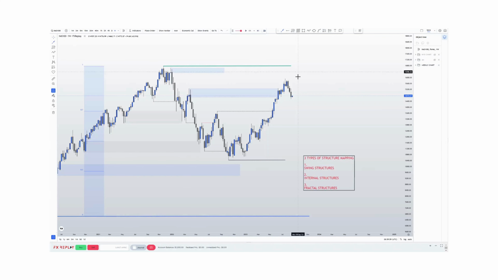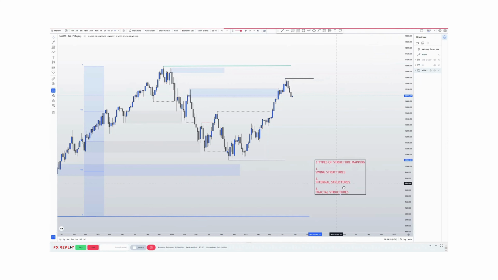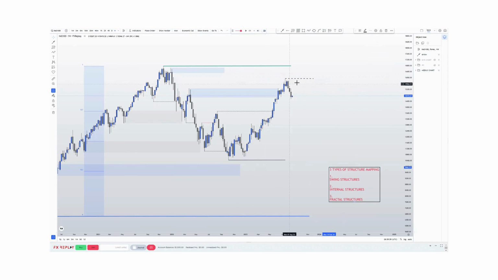We have the weekly internal. Our internal week is that point, and you can see it aligns perfectly with the H4 swing structures, this being the internal week of the weekly structures and also being the week swing of the H4.